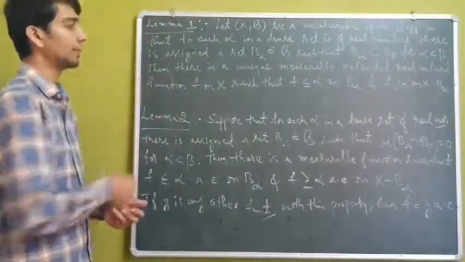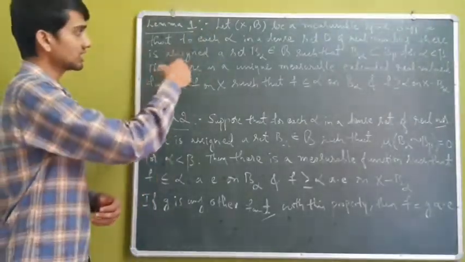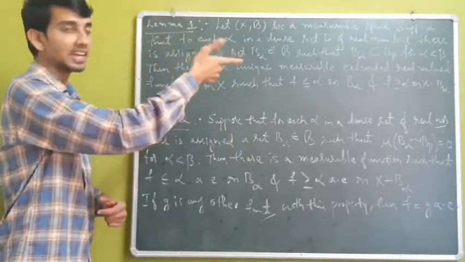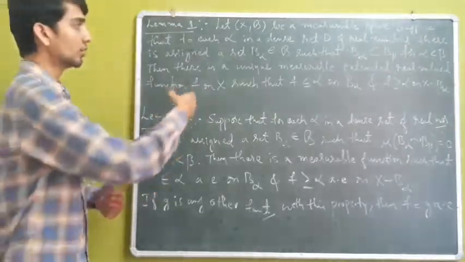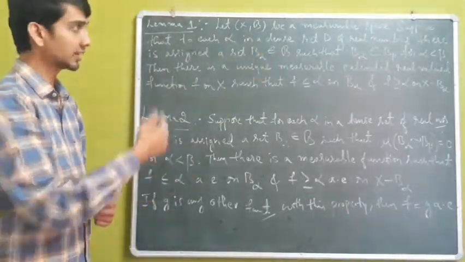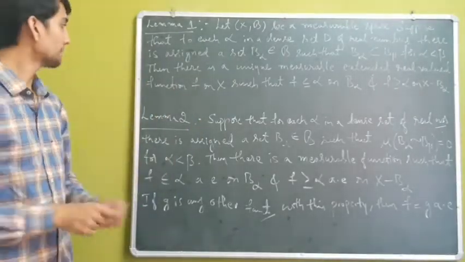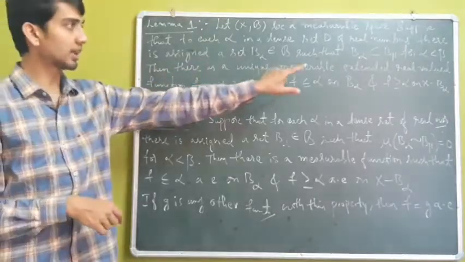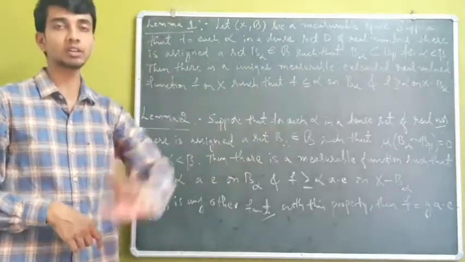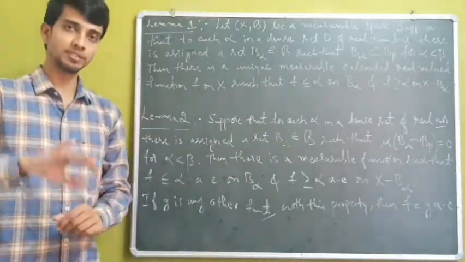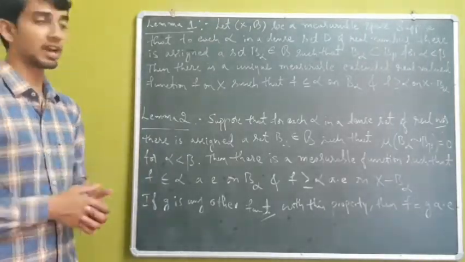Looking into the first lemma, let X be a measurable space. Suppose that to each alpha in a dense set, say D, of real numbers, there is assigned a set, say B_alpha, which is in the collection B, such that B_alpha is contained in B_beta for alpha less than beta. Then there is a unique measurable extended real valued function f on X such that f is less than or equal to alpha on B_alpha and f is greater than or equal to alpha on X minus B_alpha. So this is what we have as a lemma.